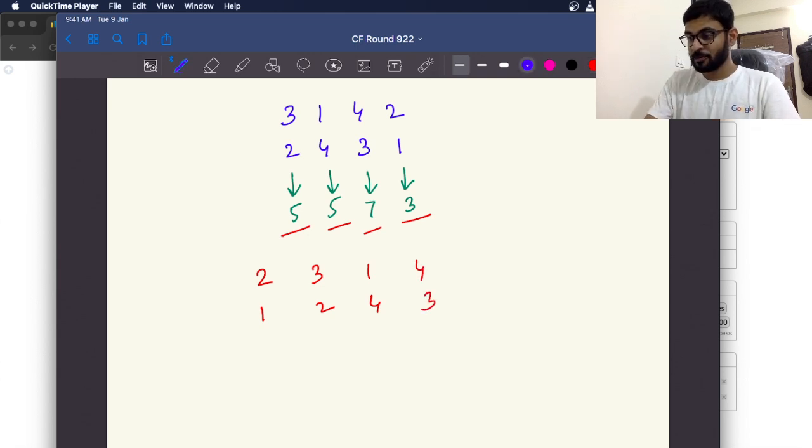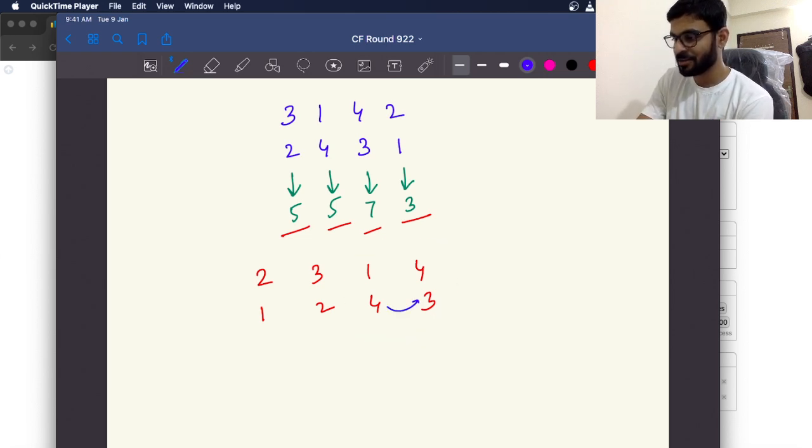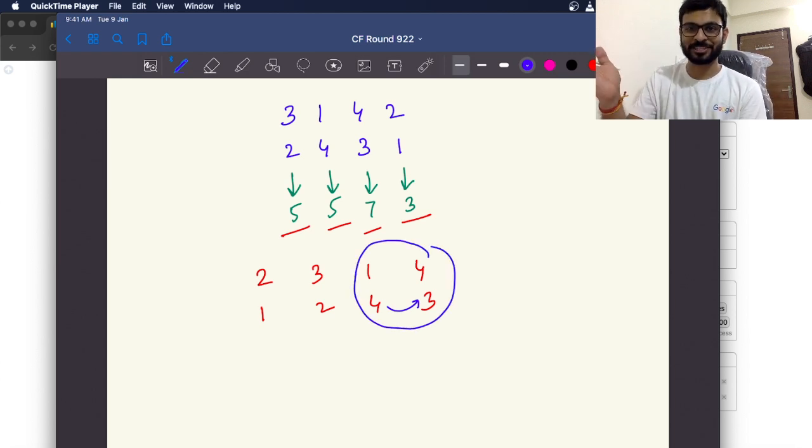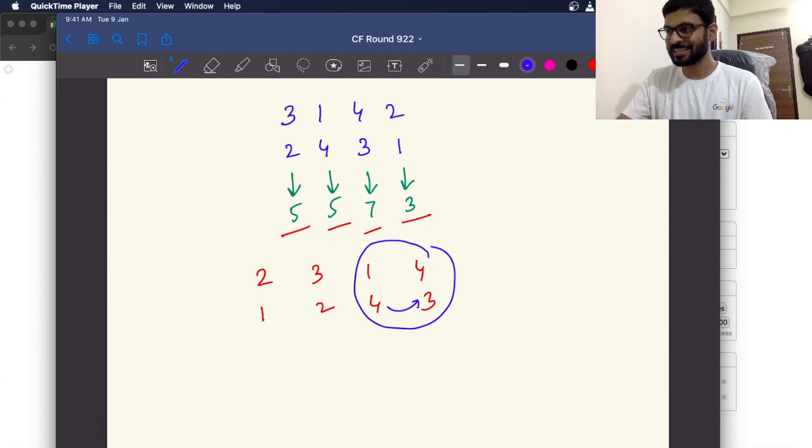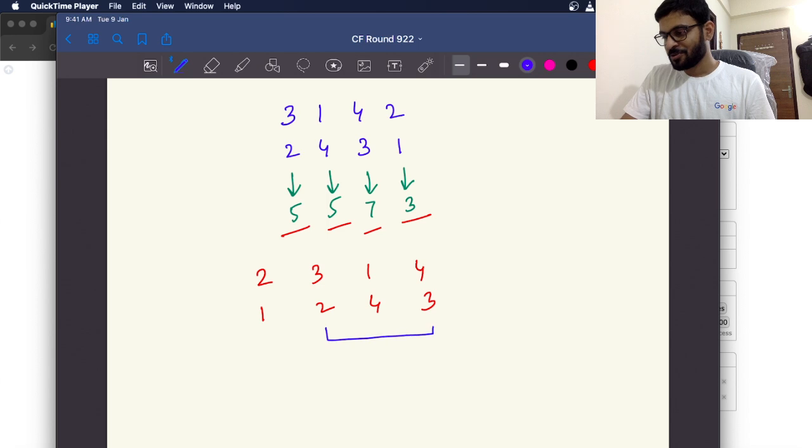Right? If you look at any of these pairs, for example, let's say this one, there is one inversion over here. But if I swap these two, what will I get? The upper one will become an inversion. So no help from there. So basically, for every pair, I will see maximum one inversion is there.